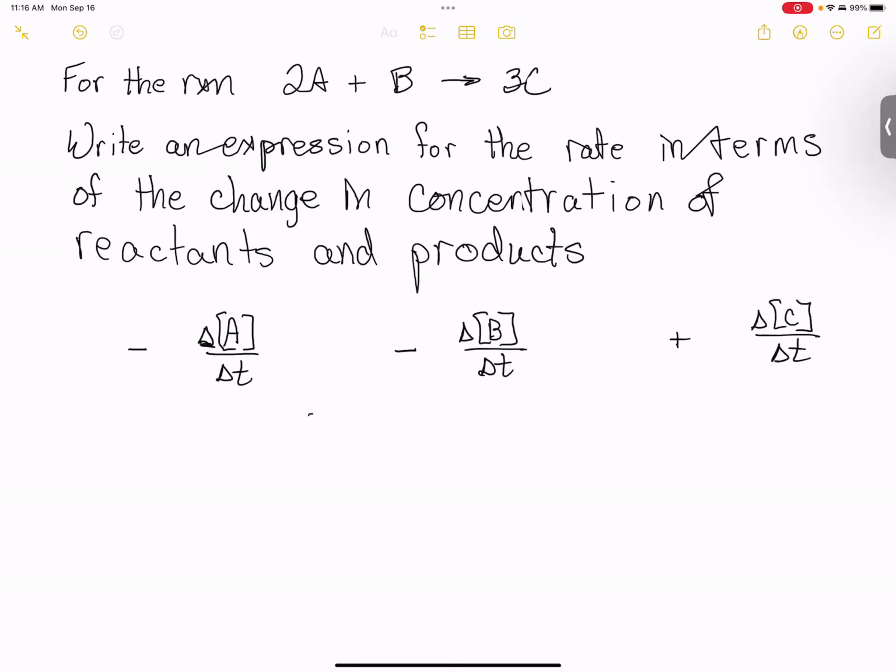Now, to make A equal to B equal to C, we have to take into account the coefficients. And we do so by using 1 over the coefficient of that particular material. So 1/2 for our A. That would make that equal to 1/1 for the B. And that would make it equal to 1/3 times the change in C over the change in time. So again, we use those coefficients in order to make all of the concentrations equivalent, A, B, and C.